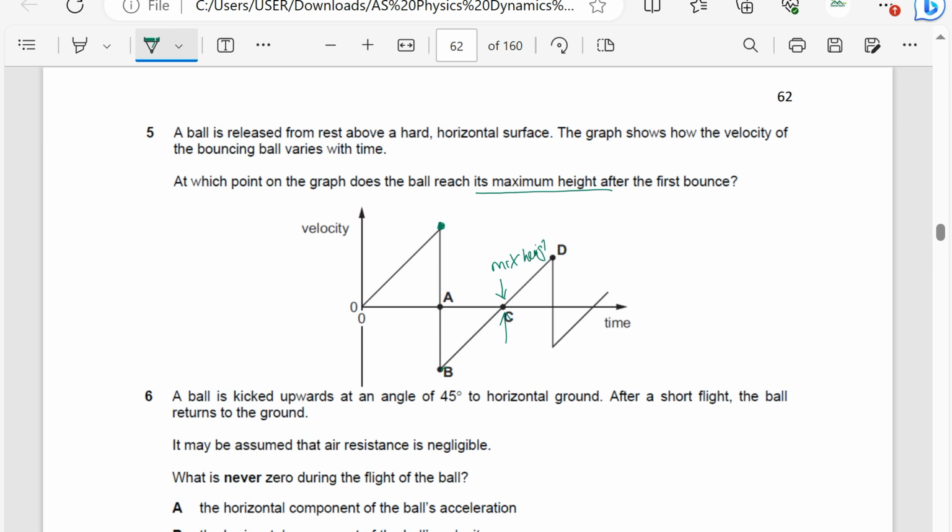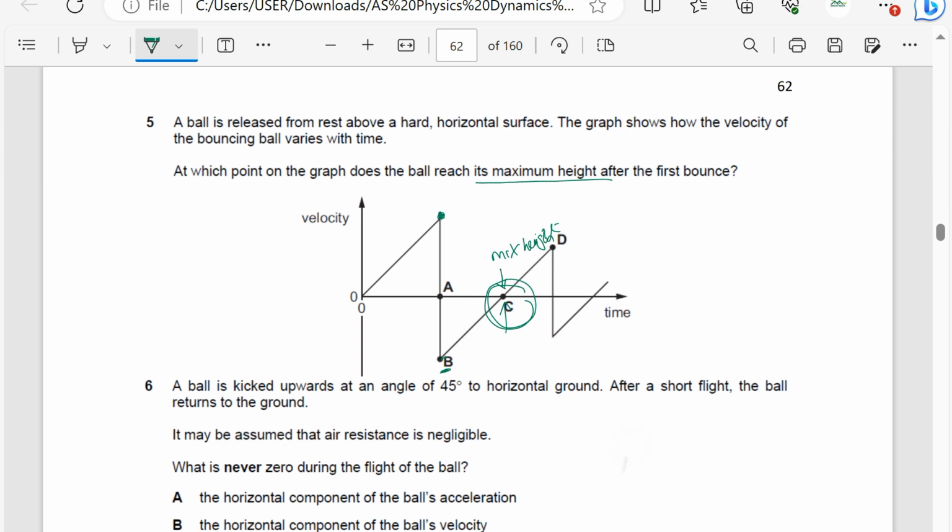So the answer is going to be C automatically. Here it has reached maximum height. When velocity is 0, it is at maximum height. But after the first bounce, the velocity with which it moves upwards is starting from B. So at maximum height, velocity becomes 0, so the answer is C.